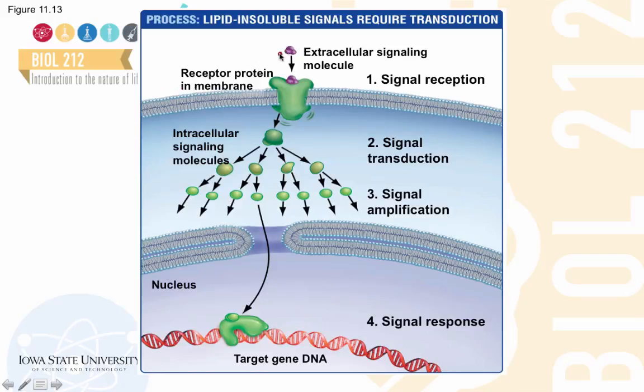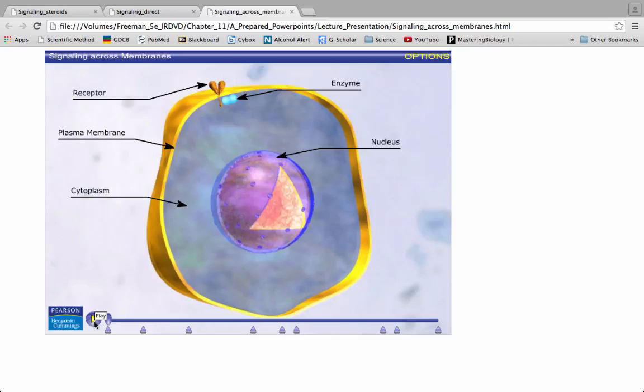So to recap, when the lipid-insoluble extracellular signaling molecule binds its receptor on the plasma membrane of the receiving cell, there is a change in the receptor that allows the transduction and amplification of the signal inside the cell. This amplified signal then reaches the nucleus and alters gene transcription. The activated target genes then produce protein products that serve as a response to the incoming signal. Let's view a simulation of the process.